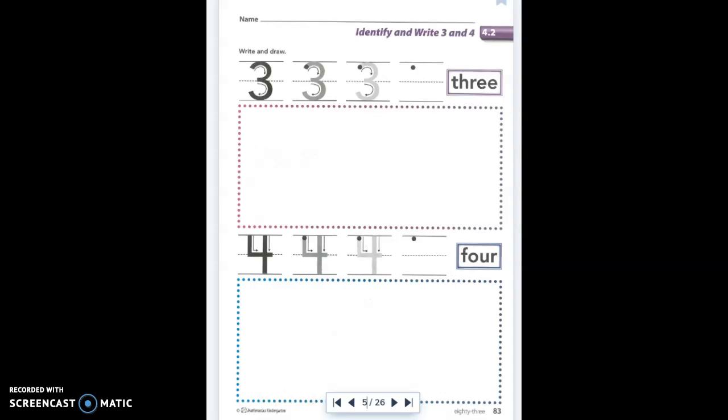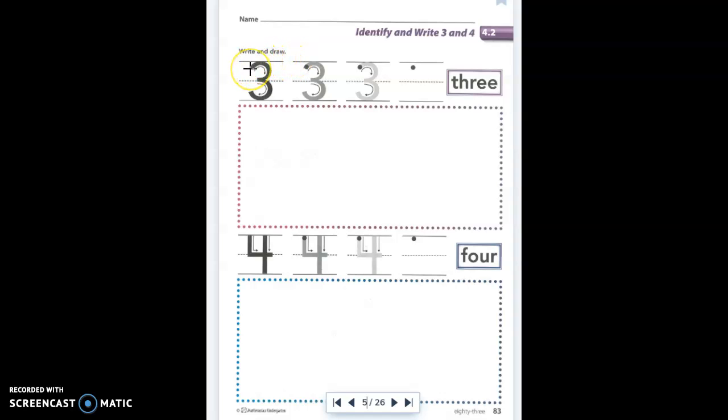Good morning. Today we are going to focus on the numbers 3 and 4. We're going to do exactly what we did yesterday with 1 and 2, only now we're looking at the numbers 3 and 4. So please take out Math Lesson 4.2, which is page 83 and 84. And let's look at the top.